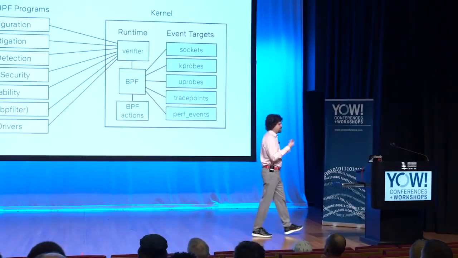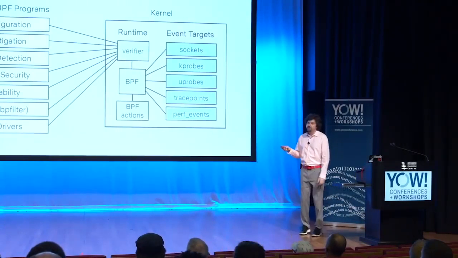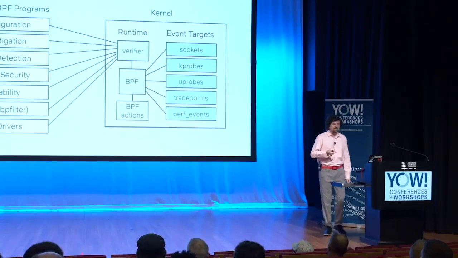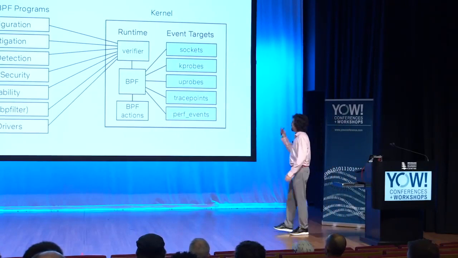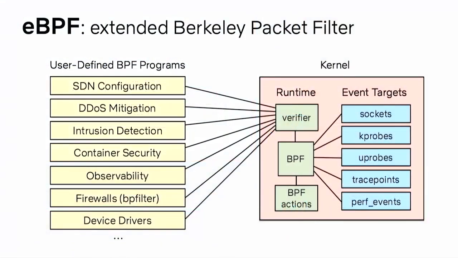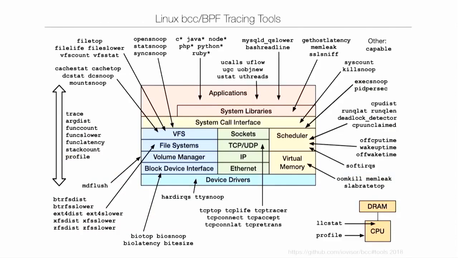That's the sandbox machine. eBPF is being used for many things. It was originally developed as a software-defined networking technology, but it's being used for DDoS mitigation, intrusion detection, container security. I'm using it for observability. And it can take events from many sources and then run a mini program when that event happens. I've been developing many eBPF-based performance tools.